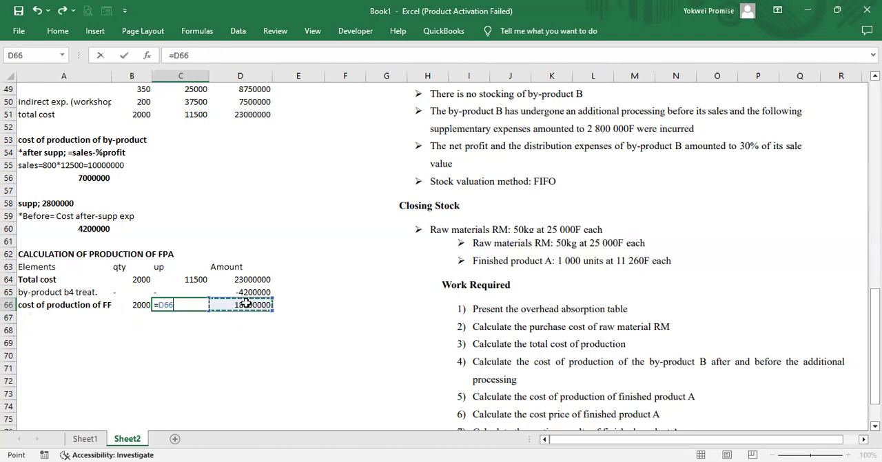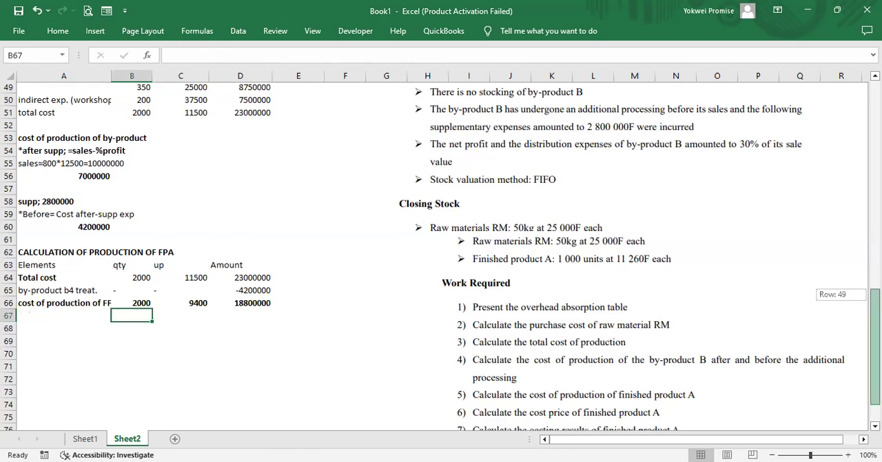The unit price: you take the total amount divided by the quantity. Then this is it, and then we are good to go. 9,400. You see the way the guy is going, right? Yes, sir. So that's how it goes.